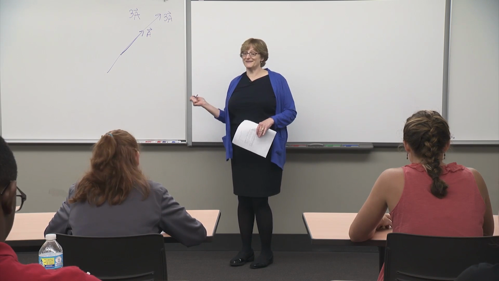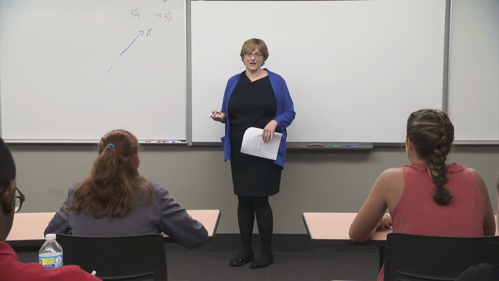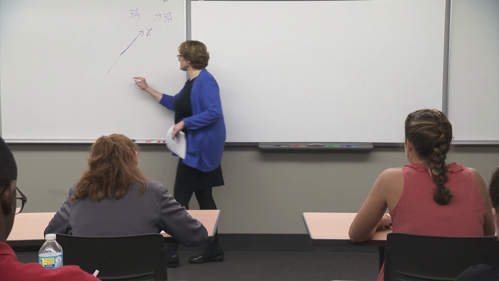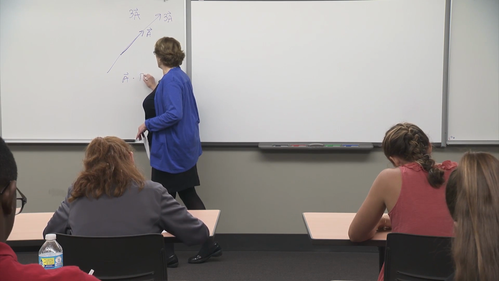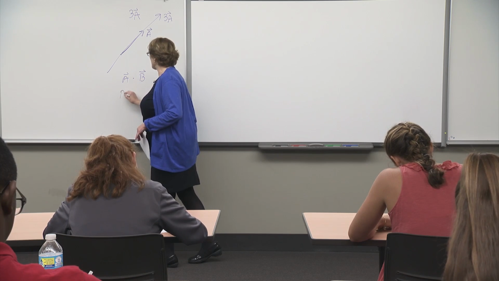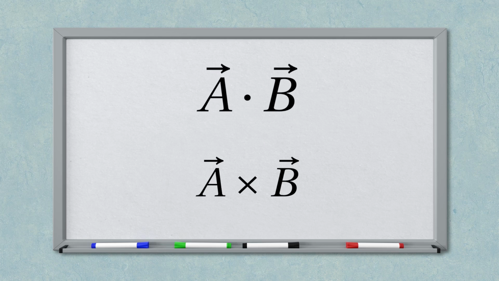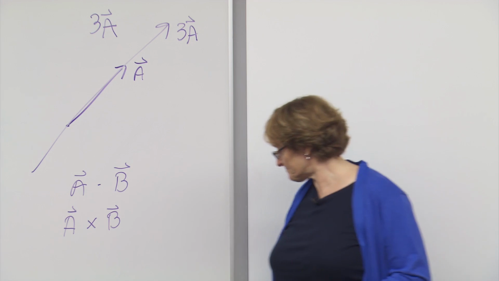All right, that was the easy multiplication. Now let's do a slightly more complicated multiplication. How do I multiply two vectors? So I want to have vector A times vector B. And it turns out there are two versions of this product. One is called a dot product, and one is called a cross product. We're going to learn both, but let's start with the dot product.